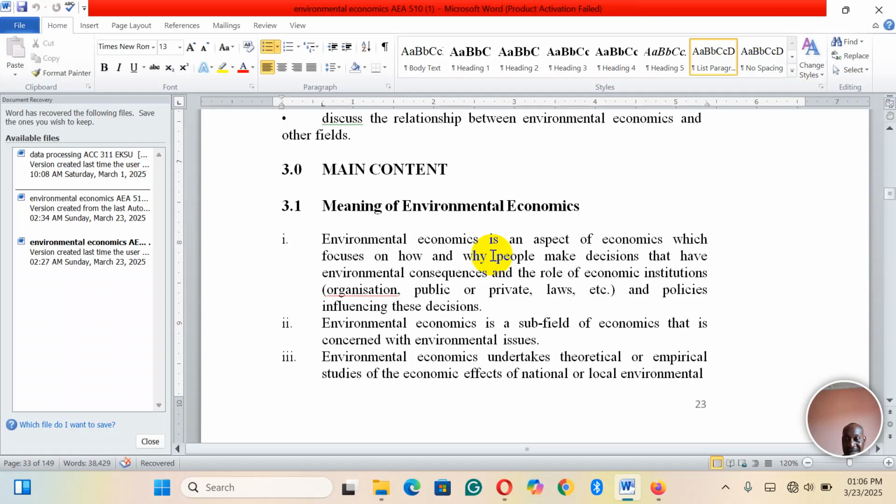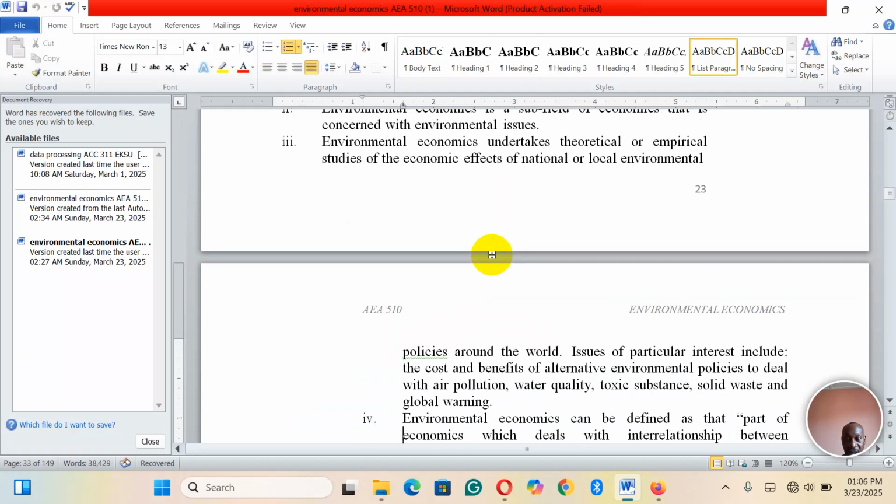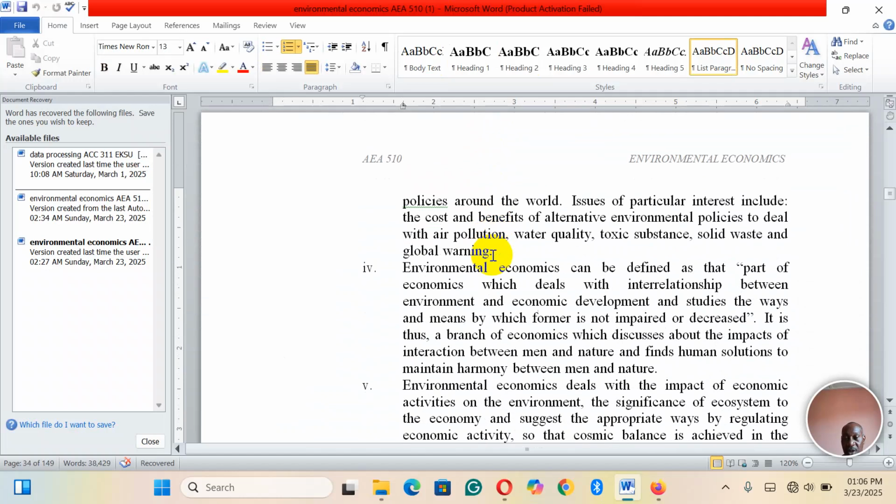Two, environmental economics is a subfield of economics that is concerned with environmental issues. Then three, environmental economics undertakes theoretical or empirical studies of the economic effects of national or local environmental policies around the world. Issues of particular interest include the cost and benefit of alternative environmental policies to deal with air pollution.